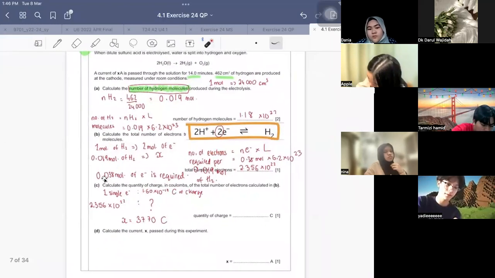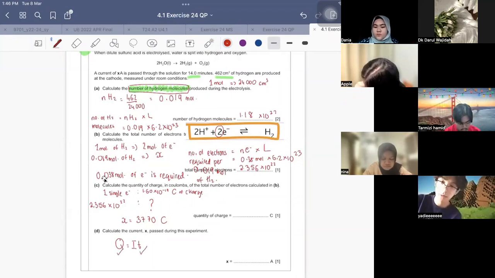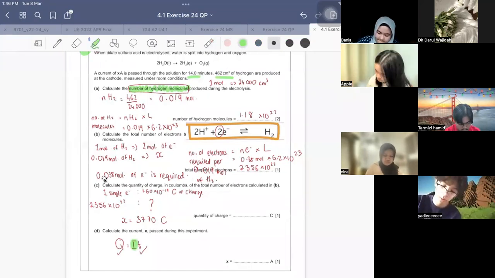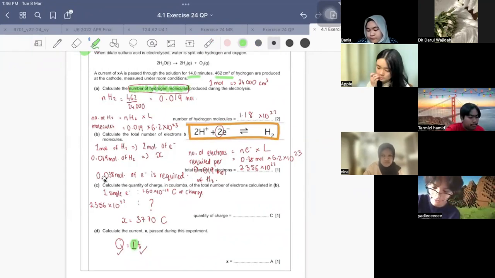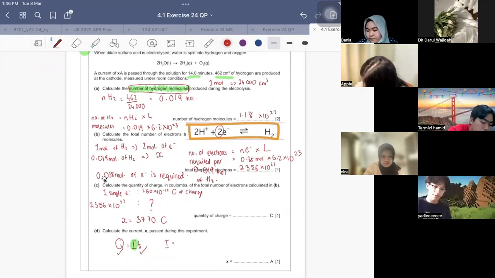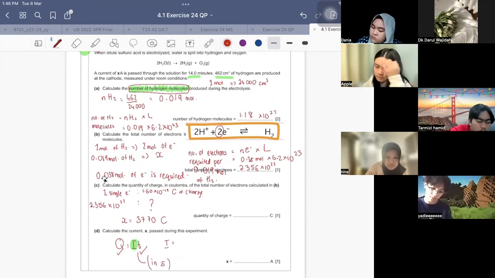Calculate the current X passed during this experiment. Then only you can find Q equals to IT, because you know the charge Q, you know the T, which is 14 minutes. So you can find I. You cannot simply find the current without knowing how much charge is flowing in your setup. So I'll let you work out your I, making sure that your T is in seconds. That is the most important. If you forgot to convert it, then of course your answer will be wrong.